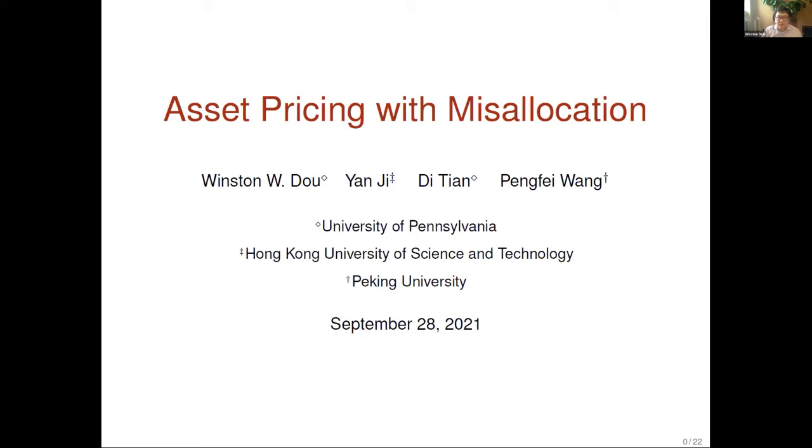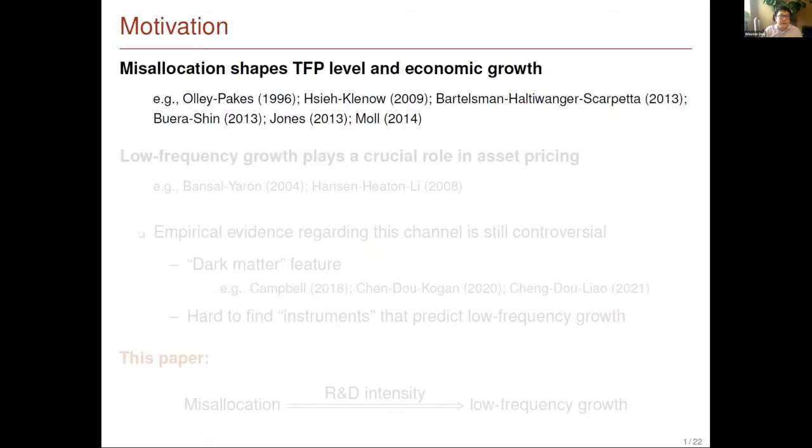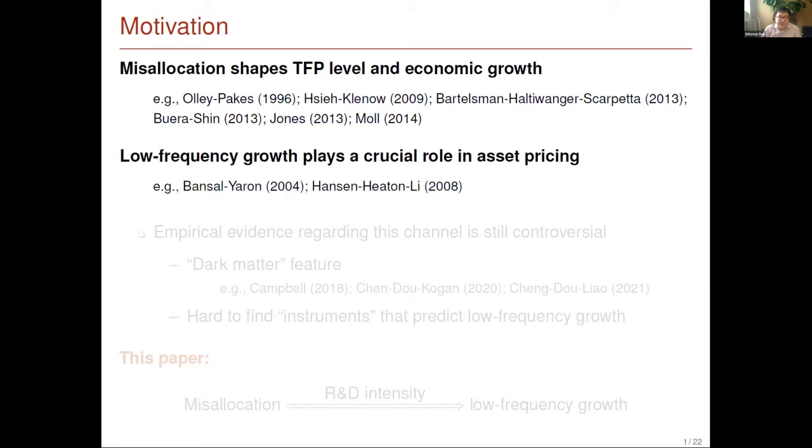It's a quite straightforward paper. A big part of the paper is macro theory with important implications for asset pricing, and we also provide asset pricing tests and empirical support. For the past decades in the macro literature, people have shown that misallocation is very important. It not only shapes TFP levels, but is also one of the major drivers of economic growth. At the same time, in the asset pricing and macro finance literature, people find that low frequency growth plays a crucial role in asset pricing. So if we put these two pictures together, you'd imagine misallocation should be important for asset pricing, for capital markets.